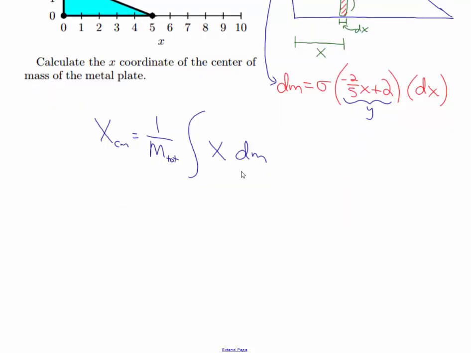And so for an object where we have a continuous mass distribution, the x-coordinate of the center of mass is given by 1 over the total mass times the integral of x dm.